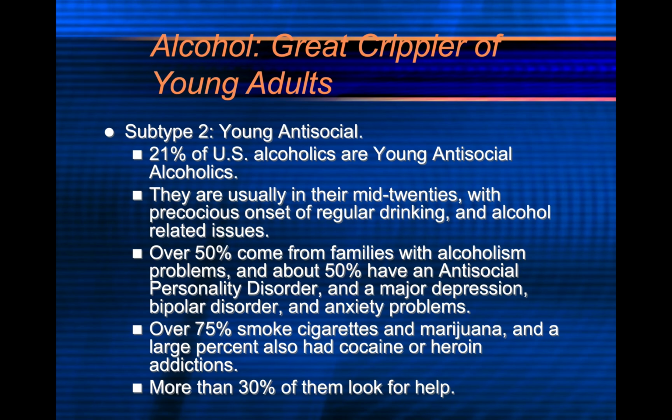Subtype 2 are young antisocial drinkers. 21% of U.S. alcoholics are young antisocial alcoholics. They are usually in their mid-20s with precocious onset of regular drinking and alcohol-related issues. Over 50% come from families with alcoholism problems, and about 50% have an antisocial personality disorder, and a major depression, bipolar disorder, and anxiety problems. Over 75% smoke cigarettes and marijuana, and a large percent also have cocaine or heroin addictions. More than 30% of them look for help.